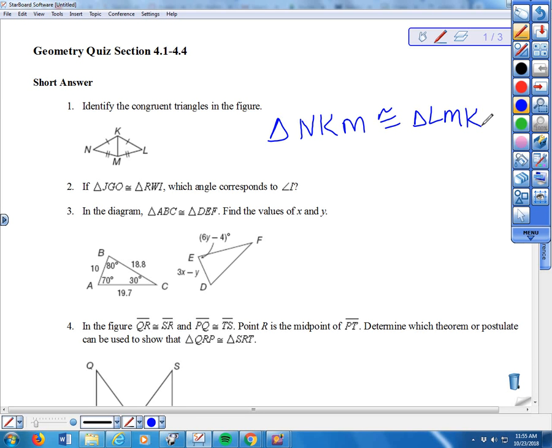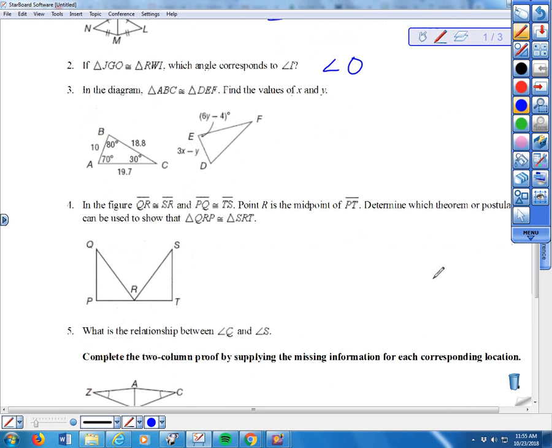If JGO is congruent to RWI, which angle corresponds to I? Angle O, because it's in the 3rd spot. Sorry, they're out of order. I don't know what number that one was. That one was 4. Number 3 is 5? Okay.